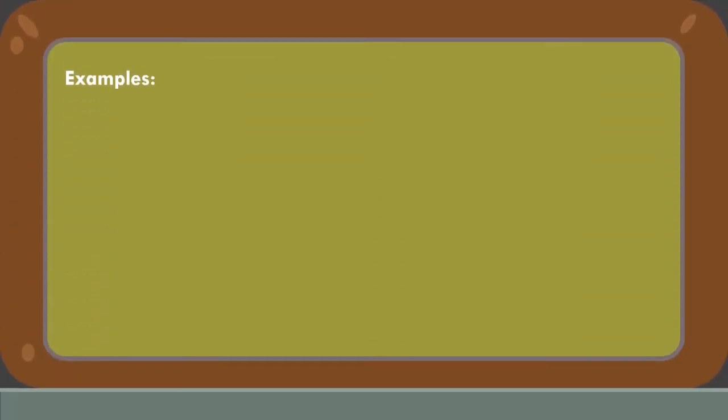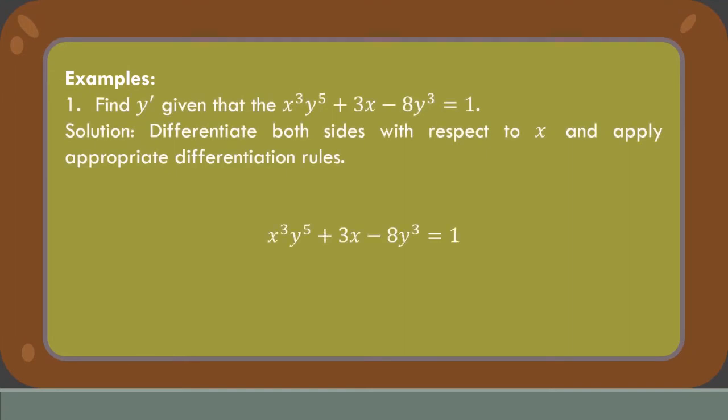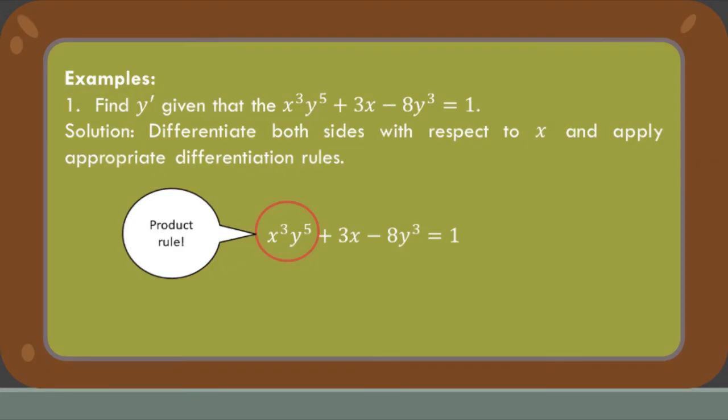Now, let's proceed to the examples. Example number 1. Find the y prime given the function x cubed y to the fifth plus 3x minus 8 y cubed equals 1.